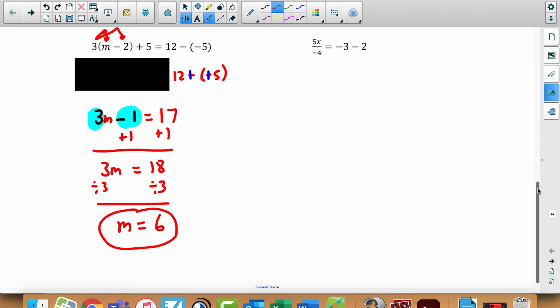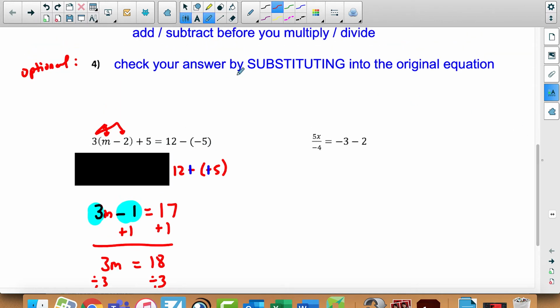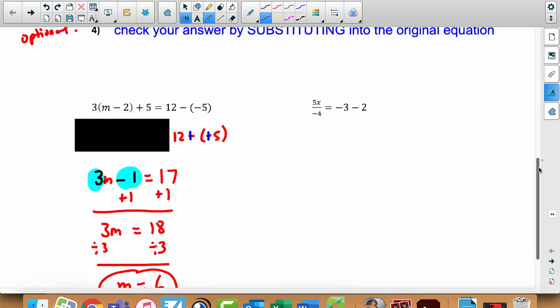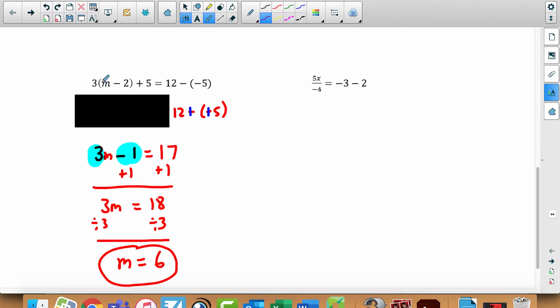Now, let's say that you did want to check this answer by substituting. How would you do that? Well, you'd write 6, which was our answer, into everywhere you see m. Well, there's actually only one spot. So we'd have 3, then 6 minus 2, which is 4, plus 5, equals 12 take away negative 5.